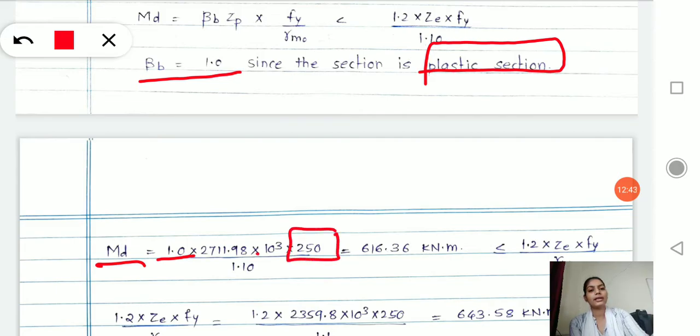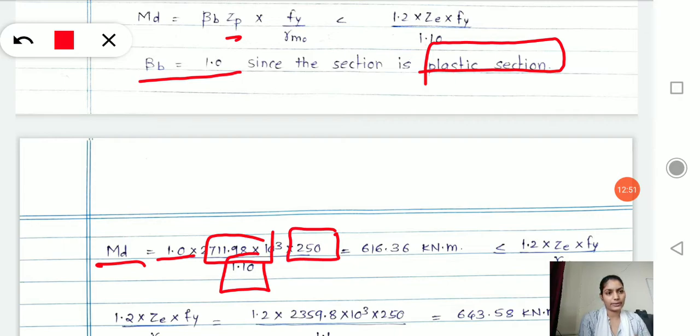This is Fy, this is gamma M naught, and ZP we have already calculated above. The required ZP is not needed. The value you have to insert in this formula is the ZP value of the section, not the value of your required ZP. Please make a note of this, and the formula is from the IS code.